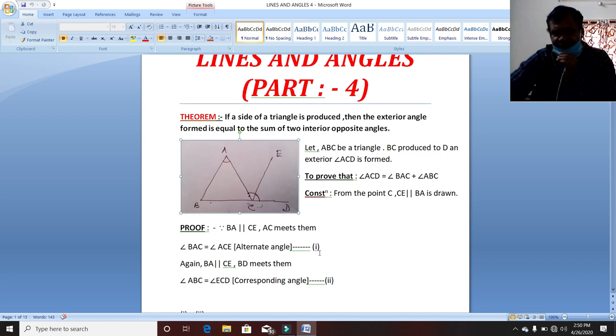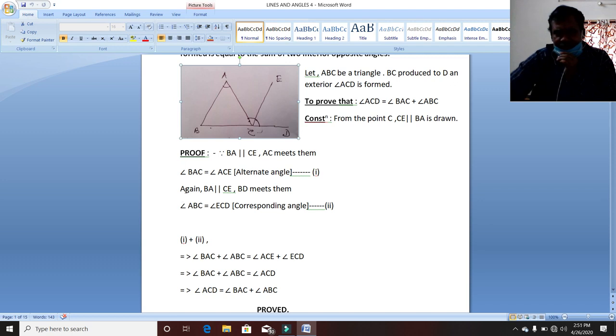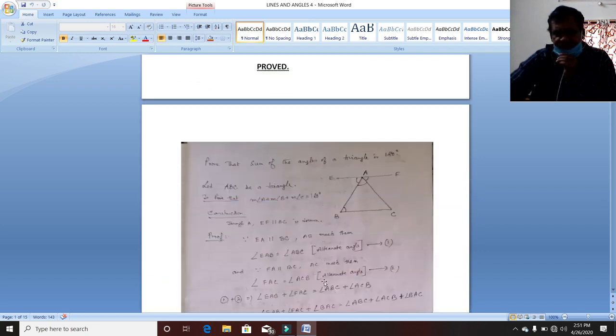I represented them by 1 and 2. Then I added them, the right hand side added. BAC plus ABC equals ACE plus ECD. Now ACE plus ECD, when I add these two angles, I get this angle ACD. So I have proved here that the exterior angle ACD equals the sum of the two remote interior angles. This is proved. Yes or no? Next I will prove this one.